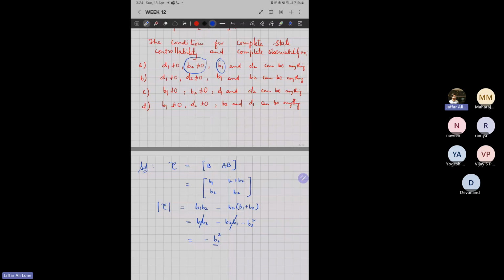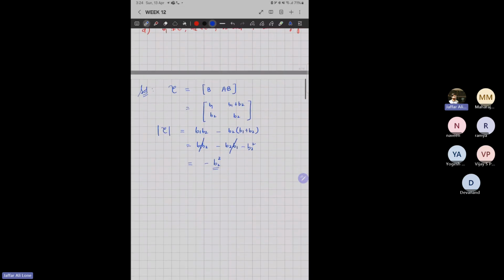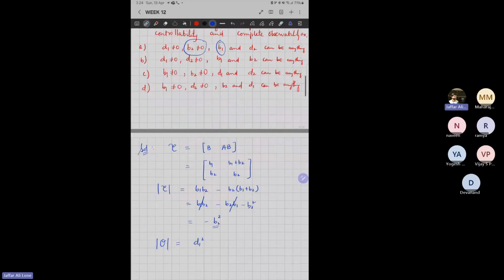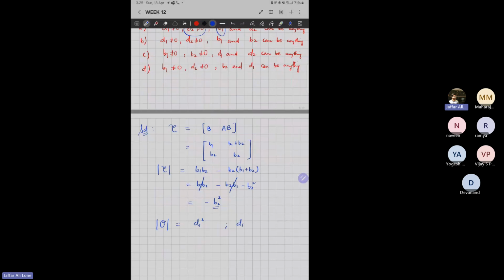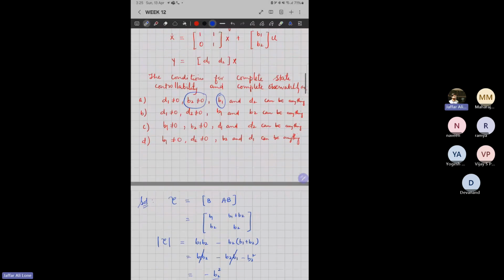Similarly, when you take the determinant of the observability matrix, you will get D1 square. It means for the system to be observable, D1 should not be equal to 0 and D2 can be anything. So this is the correct option. For the system to be controllable, B2 should not be equal to 0, B1 can be anything. For the system to be observable, D1 should not be equal to 0, D2 can be anything.